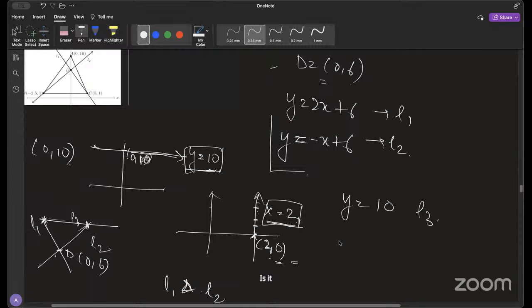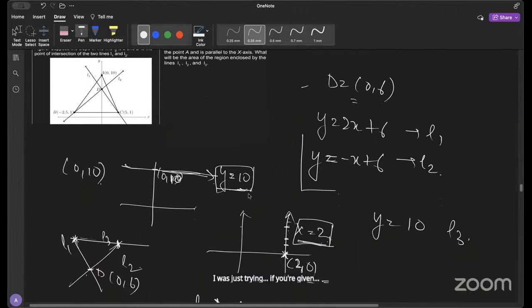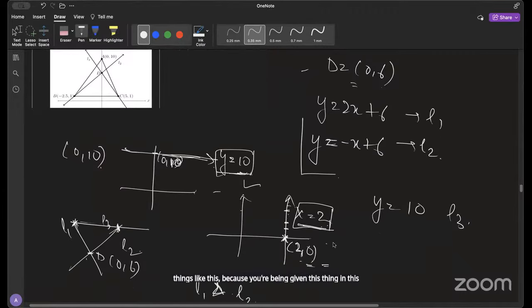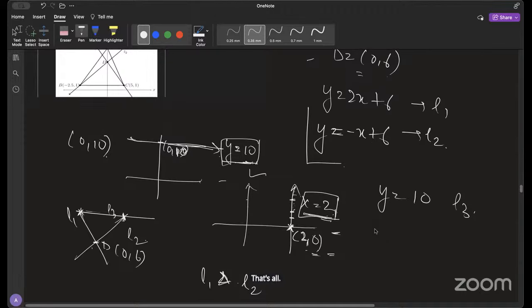Is it all right? Okay, so it's just an example you gave in that. I was just trying, if you're given things like this, because you've been given this thing in this question, you could be given something like this too in an exam or somewhere. So you should know that a line which is parallel to the y-axis and passes through a point is of this form. That's all. Okay, ma'am, thank you. We can move on.